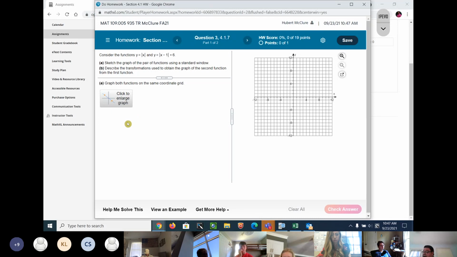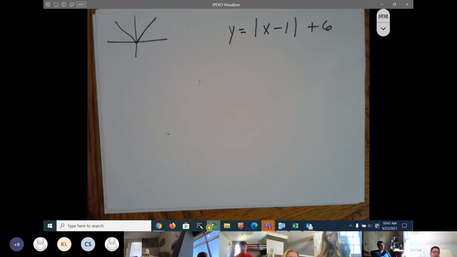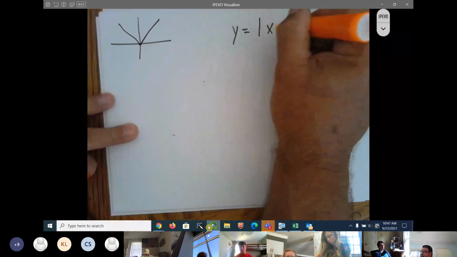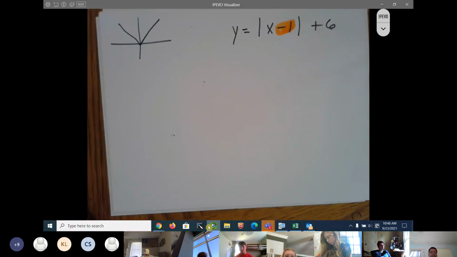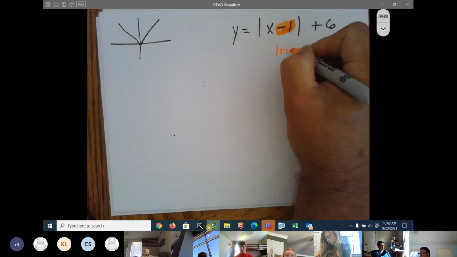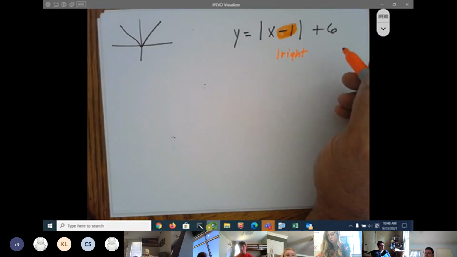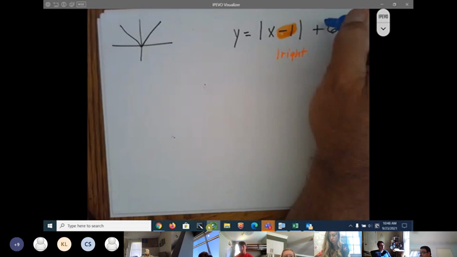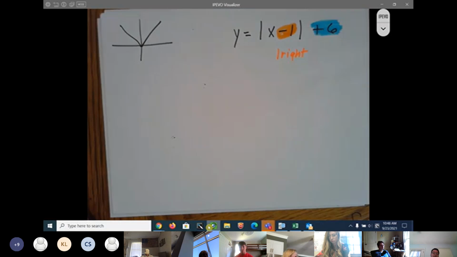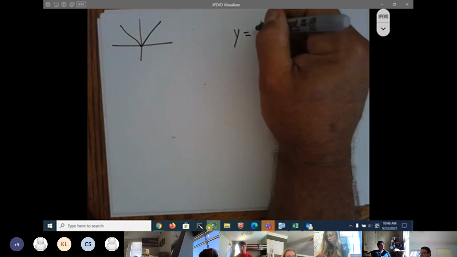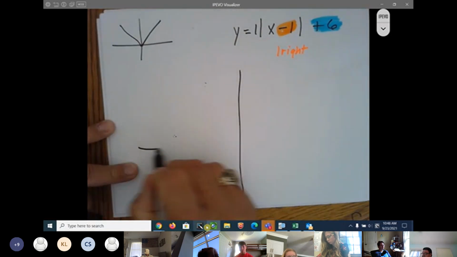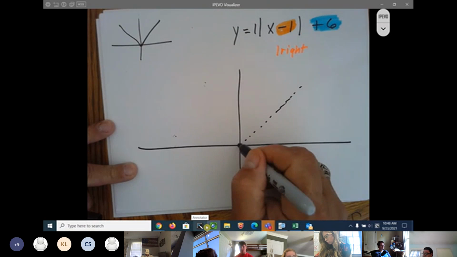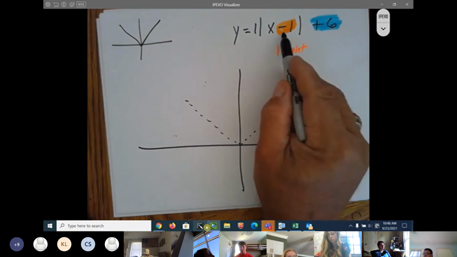This one says y is equal to the absolute value of x minus 1, plus 6. So somebody tell me what this says right here. Horizontal shift, 1 to the what? 1 to the right. And a vertical shift of what? 6 up, Hubert. That's right, class. It's in the same form as if we had completed the square, except it's an absolute value. So instead of a regular absolute value function, what are we going to do? 1 to the what? Right?